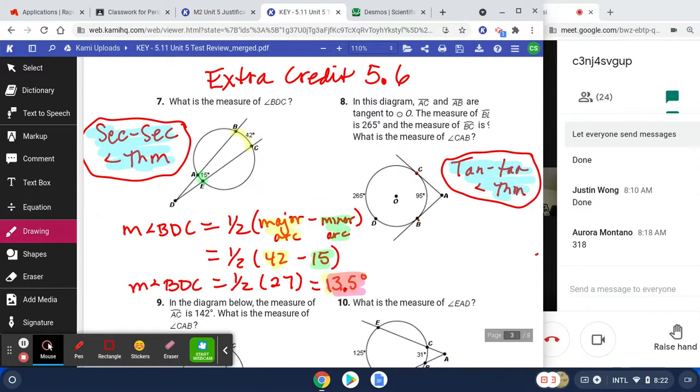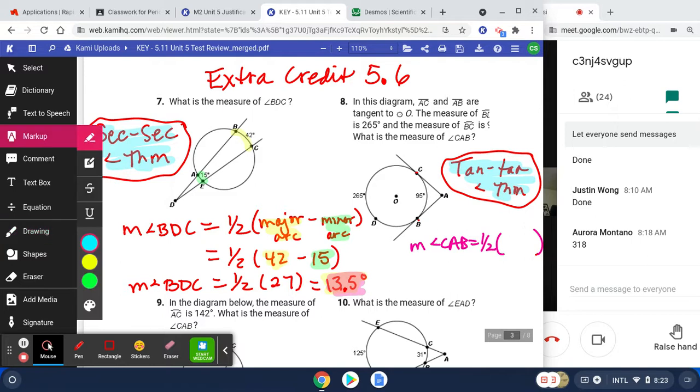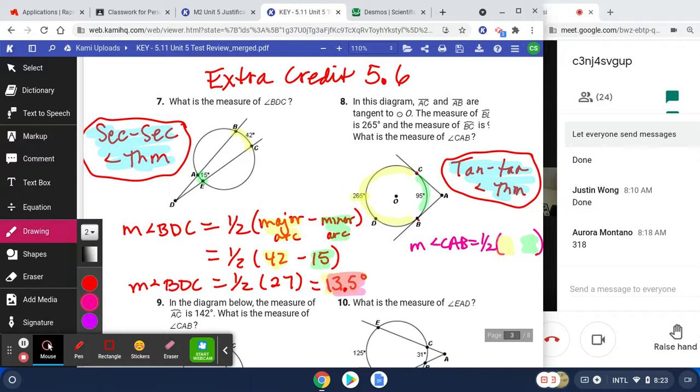So let's go write this one down. It's telling us that the measure of CAB is equal to half the measure of the major minus the minor. So remember that my major, let's use the same colors. My major is this guy right here. The 265 goes first. And then my minor is this little guy right here. The 95 goes last. Okay, I need some help from somebody with a calculator.